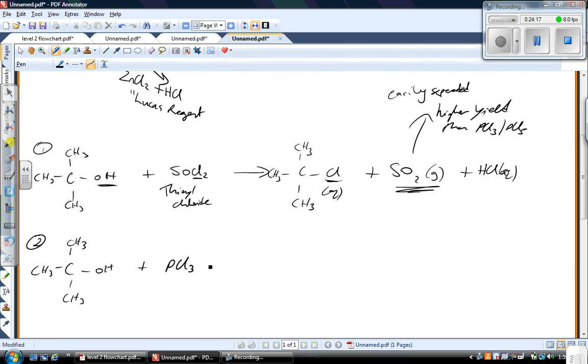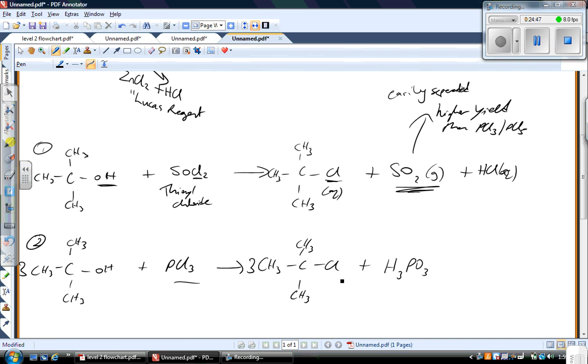Okay, PCl3, phosphorus trichloride. You'll still get the same chloroalkane or haloalkane product, but in this case you get phosphorous acid, H3PO3. And just to balance this equation up, if you had 3 chlorines on this side, then you needed to have 3 of the product there and 3 of the alcohol at the start.